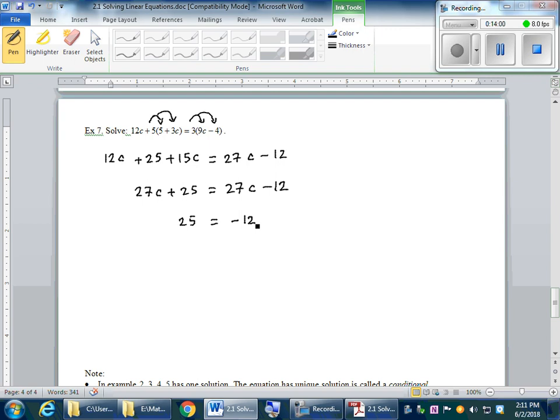So notice that in contrast to the previous example, the leftover statement right here is false. This means no matter which value of the variable that you choose, this will never work. This equation will never work. So we say that there is no solution in this situation. And that is the end of 2.1.